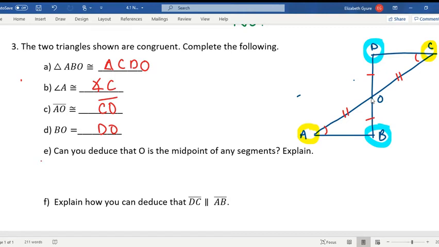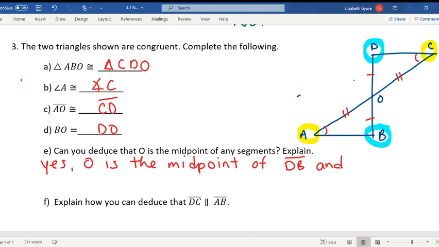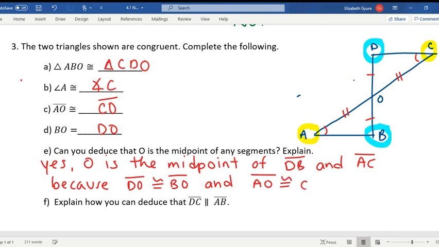So we're going to say yes, O is the midpoint of segment DB and segment AC because segment DO is congruent to segment BO and segment AO is congruent to segment CO.